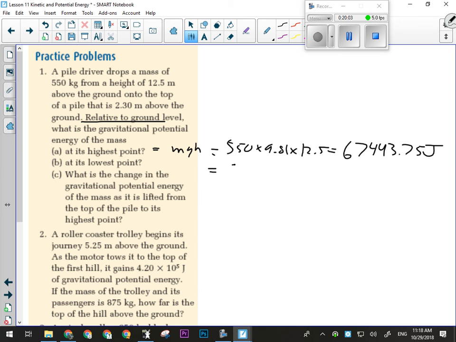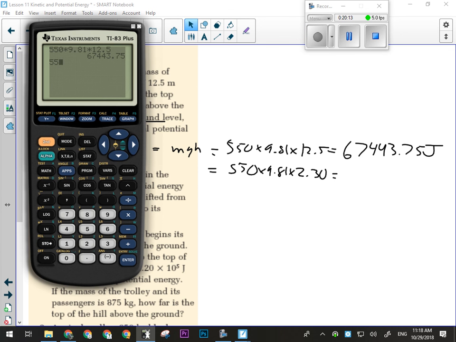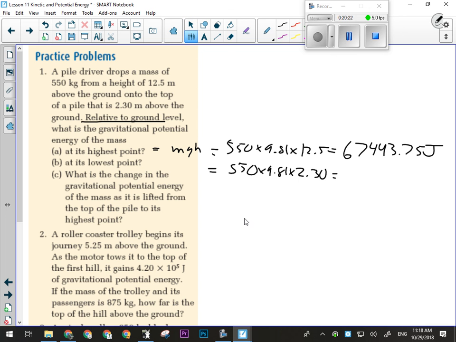At its lowest point, same numbers except the height changes. So 550 times 9.81 times now 2.30 meters. All right, so we got 12,409.65 joules worth of energy when it's on top of the piling.